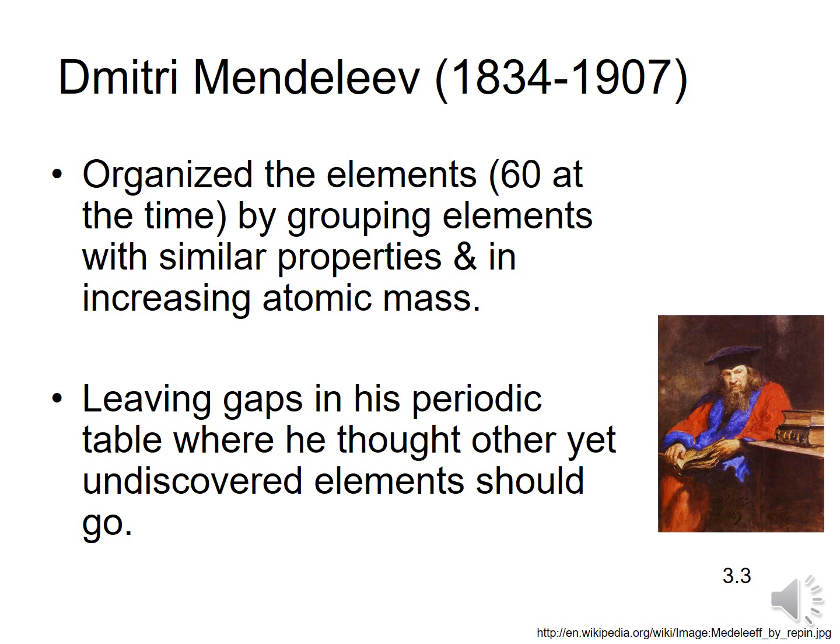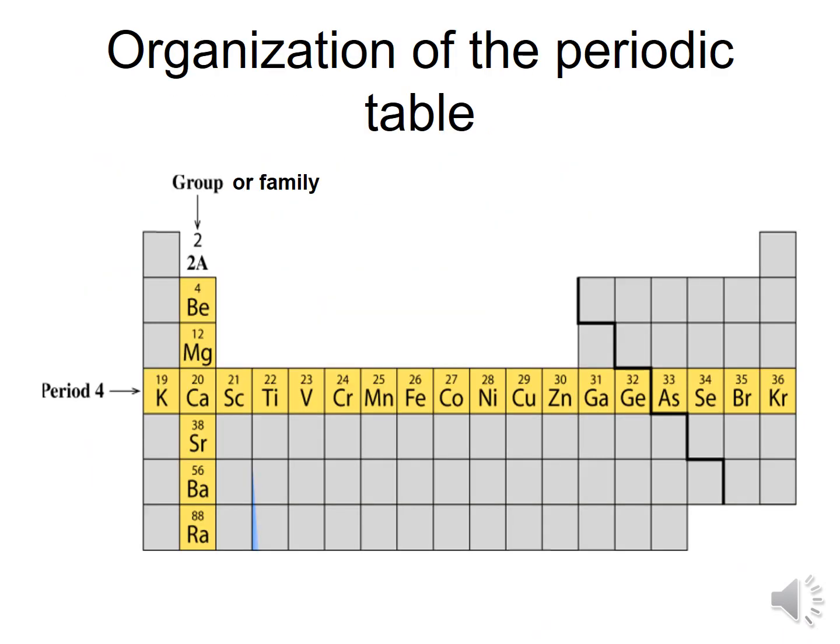Dmitri Mendeleev in 1869 grouped the elements with similar properties into groups and put them in order by their atomic mass. His first periodic table left gaps where he thought undiscovered elements should go. Gallium, scandium, germanium were elements that were discovered to fill in the gaps on his periodic table.